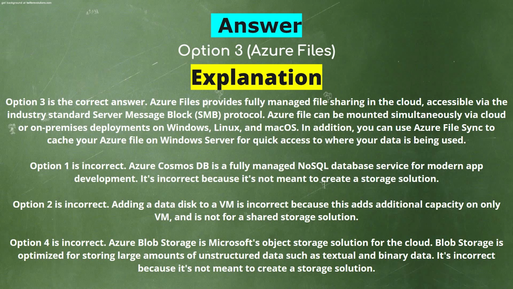Option 4 is incorrect. Azure Blob Storage is Microsoft's object storage solution for the cloud. Blob storage is optimized for storing large amounts of unstructured data, such as textual and binary data. It's incorrect because it's not meant to create a shared file storage solution.